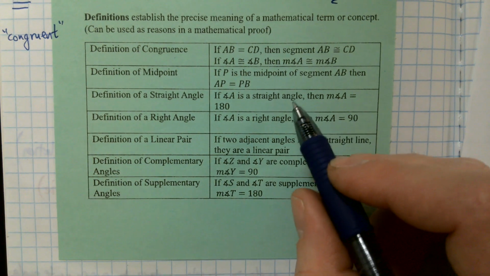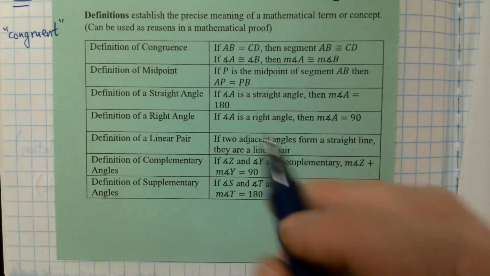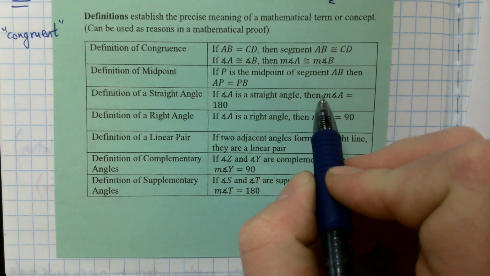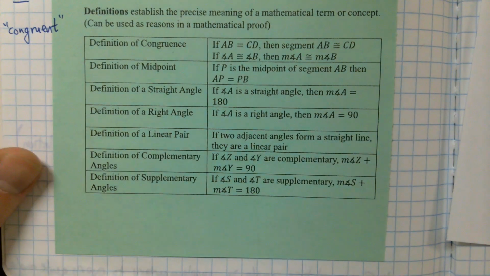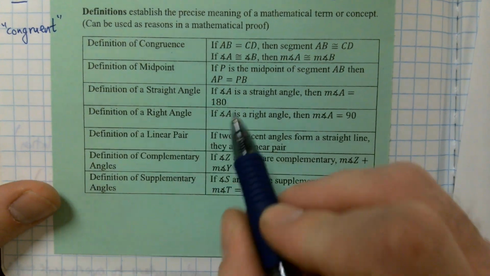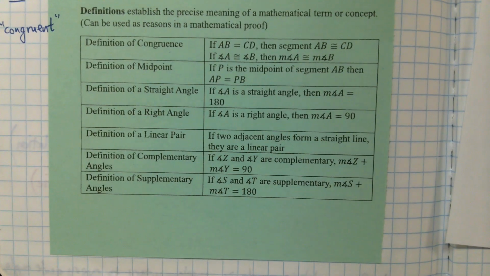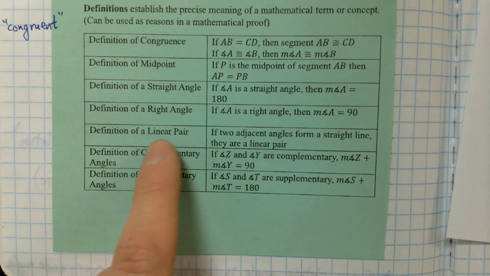Definition of a straight angle. If angle A is a straight angle, then the measure of angle A is 180. Right? So this is what I was talking about. If angle A is a straight angle, I'm talking about the shape of it, then the measure of angle A is 180. I'm talking about the actual number of degrees that it is. Definition of a right angle, same thing. If angle A is a right angle, then the measure of angle A is 90 degrees. We all know what a right angle is. We don't really need an explanation, but there it is.